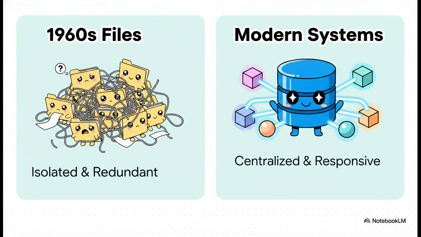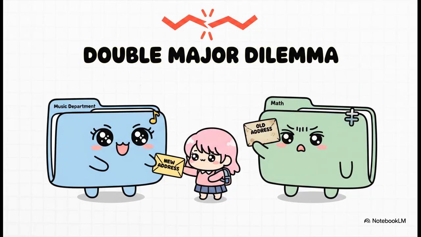Modern systems are centralized, integrated, and incredibly fast. But to grasp how bad the 60s were, let's look at a very specific scenario. Think of this as the double major dilemma. Imagine a university back in the 60s. You've got a student double majoring in music and math. Because the files are totally isolated, the music department has one file for the student and the math department has a completely separate one.